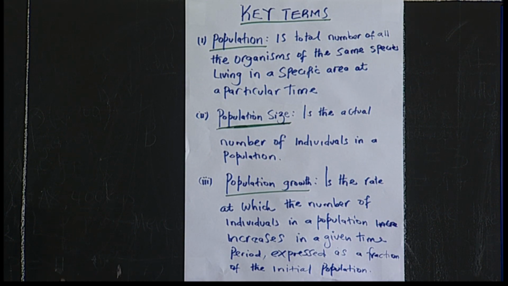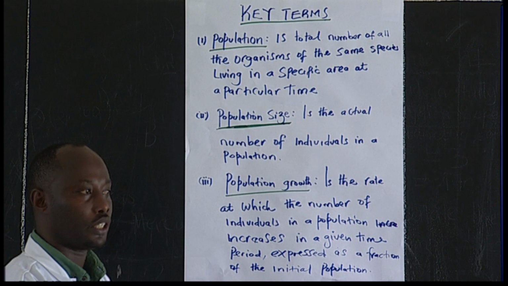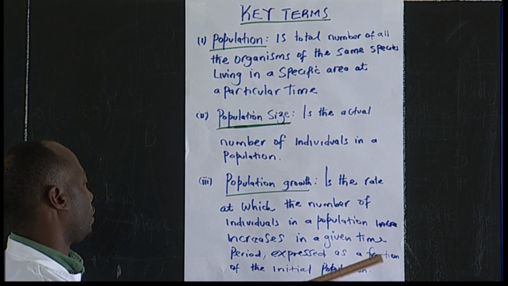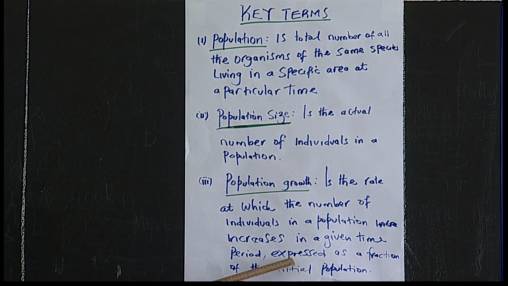Once the number of individuals is increasing in a given time period, that is referred to as population growth. Also we can talk about expressing it as a fraction of the initial population. When you get the fraction of the initial population, that is referred to as population growth. Let me give an example. Maybe in terms of months, we have 1,000 rabbits. After 2 months, the rabbits can be increased by 1.1%.